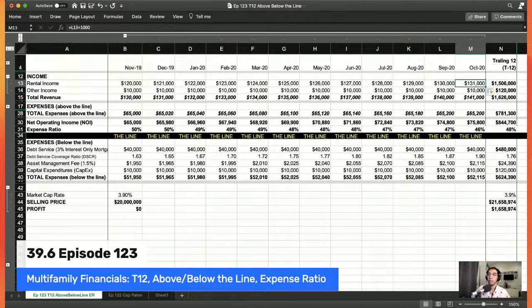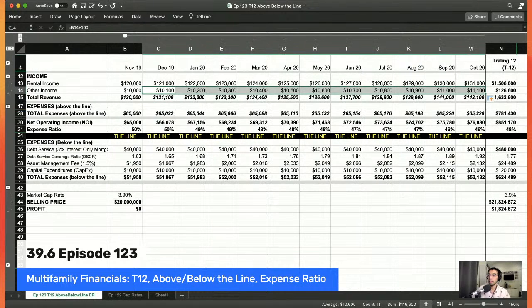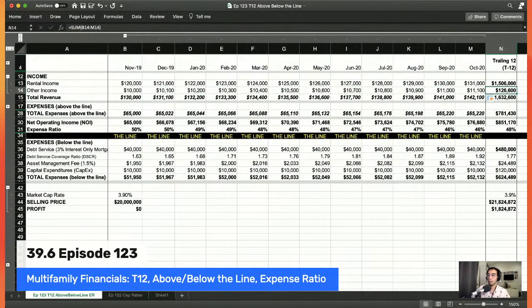And then other income, let's just say we're going to add valet trash one at a time, and we're going to increase the income from that. I'm going to say plus $100 per month, and we're going to bring that all the way across. And then that gets up to 126,000 instead of 120,000. So we're pushing up the revenue side substantially.